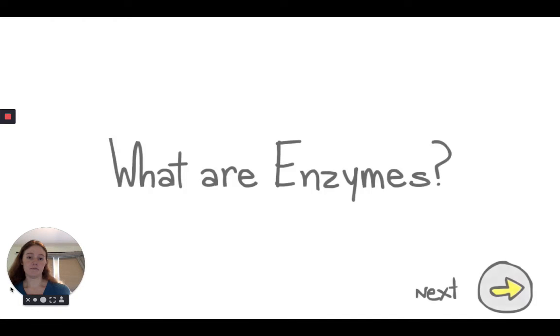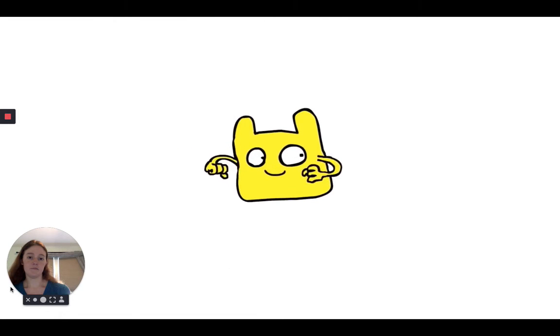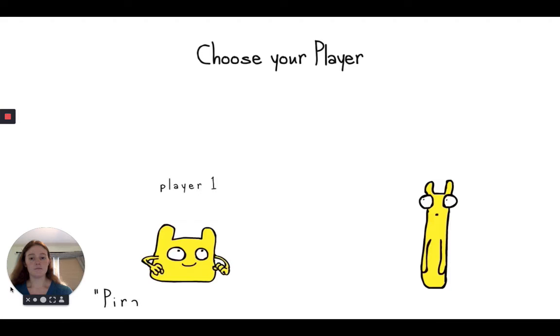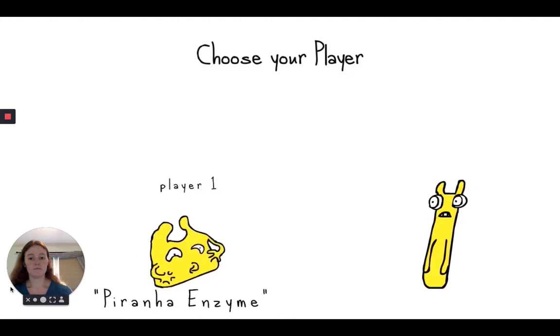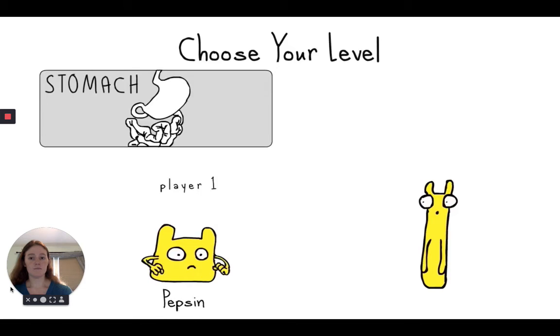What are enzymes? They are proteins that speed up chemical reactions. Without them, reactions can still occur, but they would be too slow to support life. There are many different types of enzymes, and they come in all manner of shapes and sizes. For example, what you call the piranha enzyme is actually pepsin. It is only found in the stomach and digests proteins.